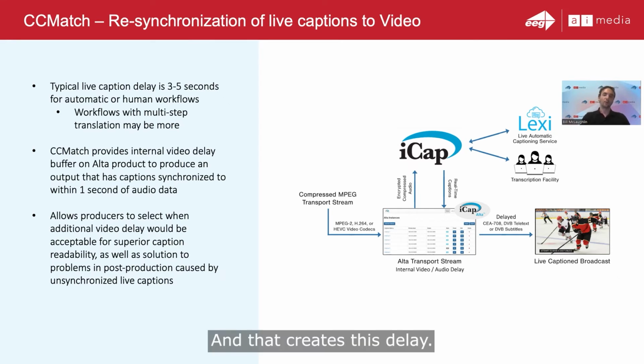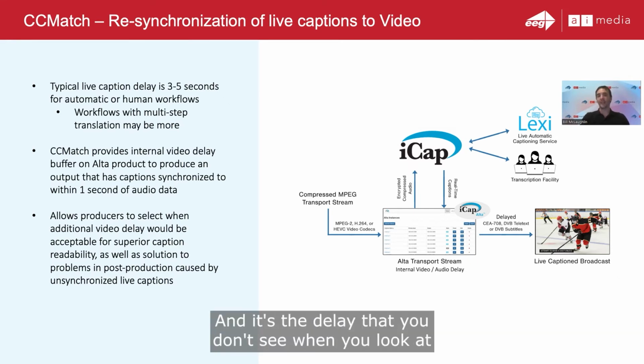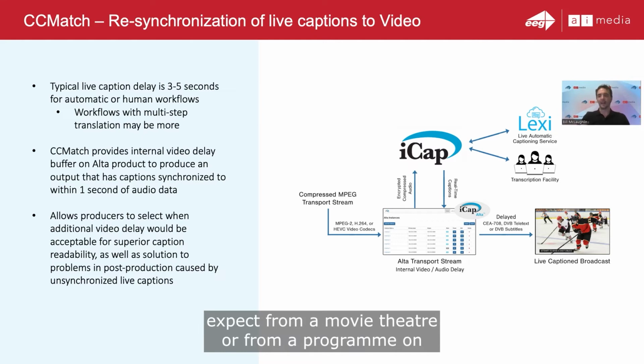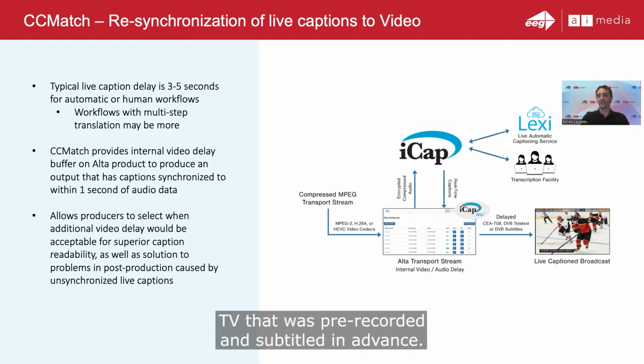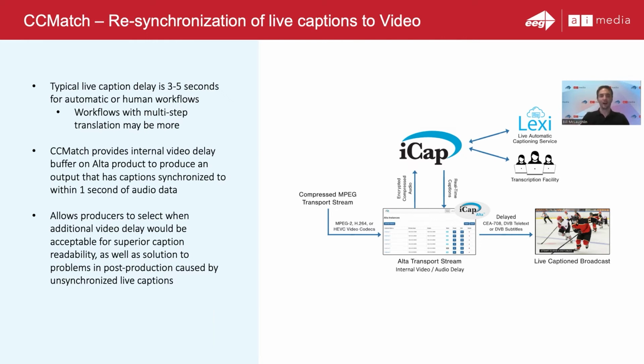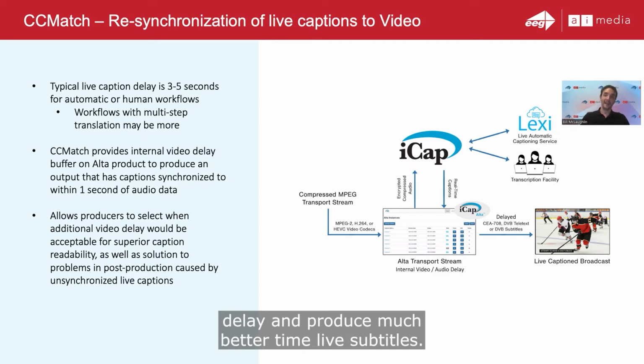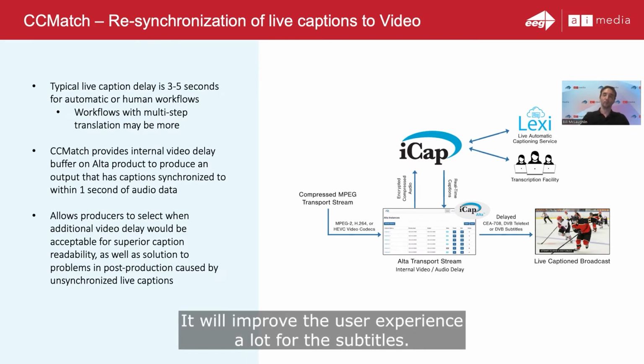And that creates this delay, and it's the delay that you don't see when you look at the more perfectly synchronized subtitles that you would expect from a movie theater or from a program on TV that was pre-recorded and subtitled in advance. So with CCmatch and Alta, we can actually remove that live subtitle delay and produce much better timed live subtitles. It will improve the user experience a lot for the subtitles.